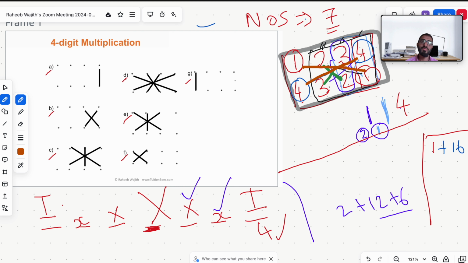So 1 ones are 1, 4 fours are 16, 2 twos are 4, and 3 threes are 9. So when you add, 9 plus 1 is what? 10. 16 plus 4 is 20. 20 plus 10 is 30, and already 2 is there as remainder. So 30 plus 2 is 32. So this 3 will be another carry forward. So this 4th step is also over. Now coming to step number 5.